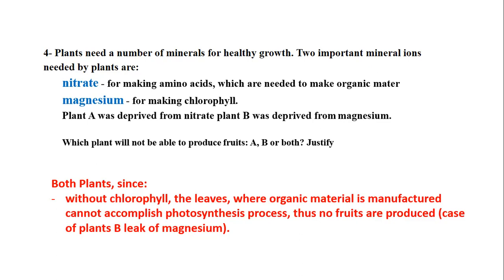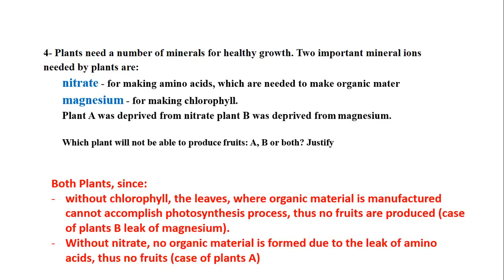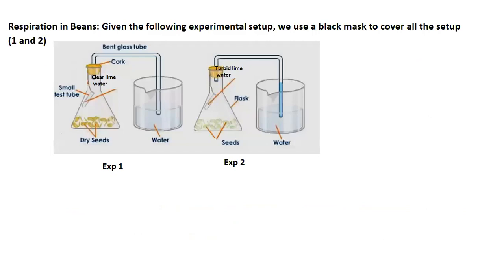Case of plant B, lack of magnesium. Without nitrate, no organic material is formed due to the lack of amino acids. Thus, no fruits. This is the case of plant A. Let's take another question.